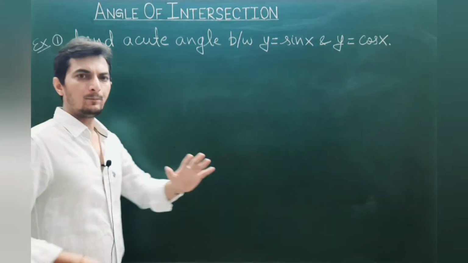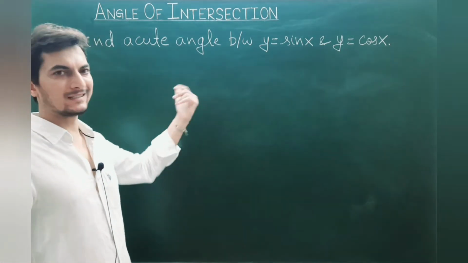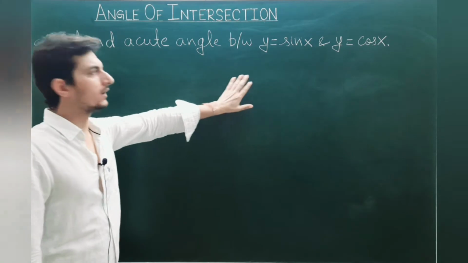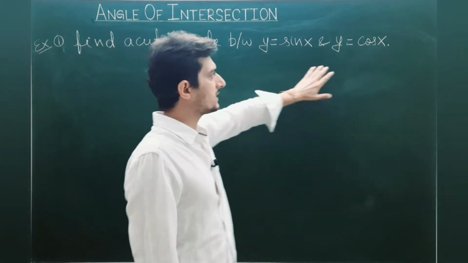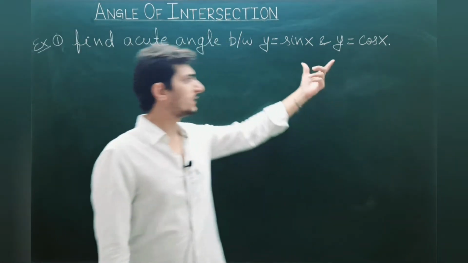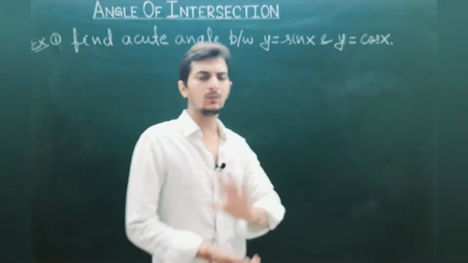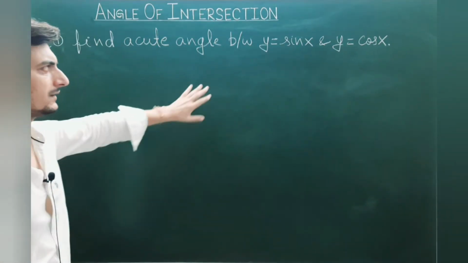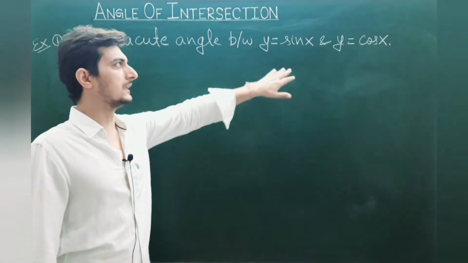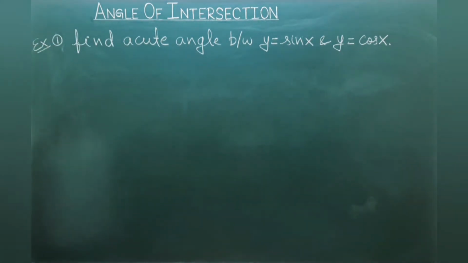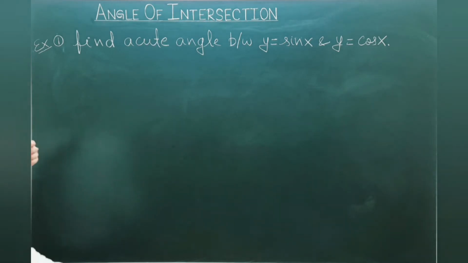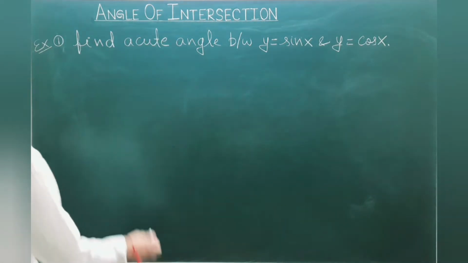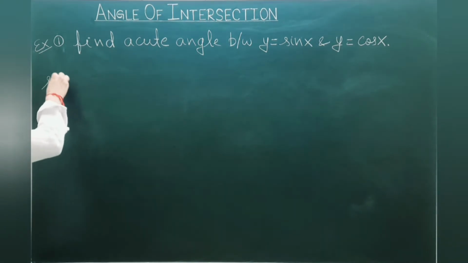Alright, so I am going to start with a very simple example, and this question says find the acute angle between y equals sin x and y equals cos x. Both of these curves, sine and cos, you are very much familiar with, right? So we need to find the acute angle between sine and cos, or the angle at which they are intersecting, right? So let's draw a diagram for a better understanding of this problem.